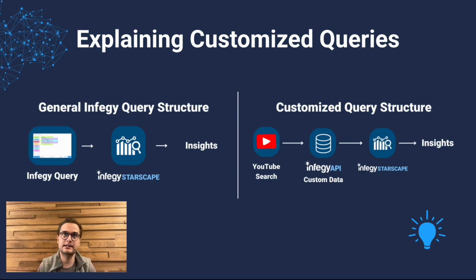On the left-hand side is how a general social listing query works at Infegy. You build your query, you send it to Infegy Starscape, and we give you analytical results based on what you searched for. On the right-hand side is what we're going to talk about today. So instead of building a query using our social listing dataset, you're going to be using YouTube's built-in search API. We then collect the underlying videos and all the underlying comments. We send them to our servers via a custom dataset, and then we analyze those insights using Infegy Starscape, just like what we did before.